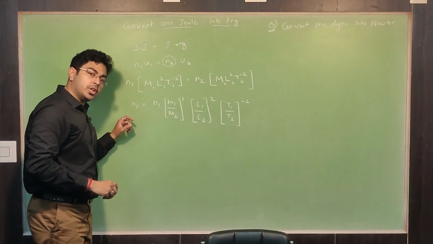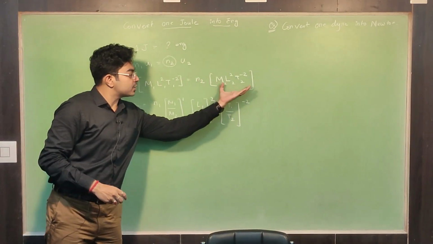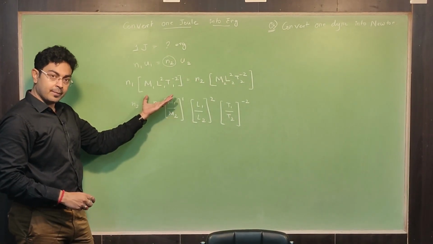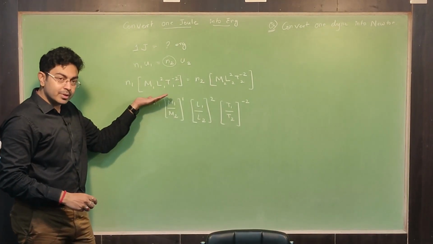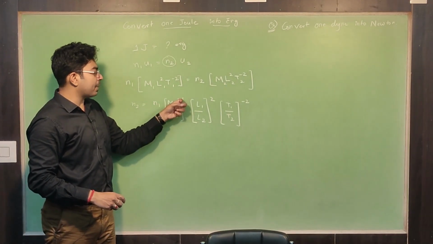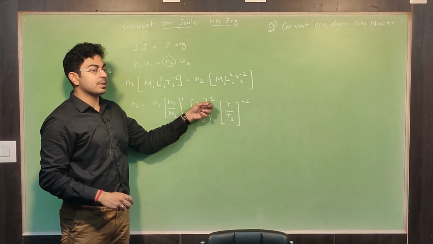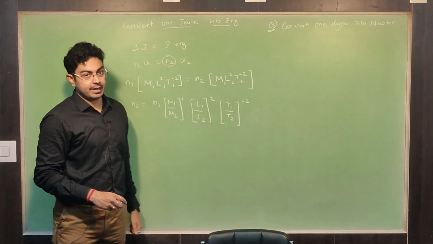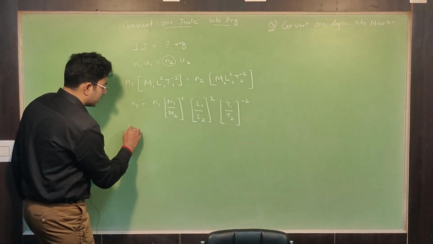Minus 2. Got it? So what I have done? I have taken this part over here. When I am getting it over here in the denominator this side, M1 and M2 power is 1. L1 and L2, what is the power? 2. And T1 and T2, what is the power? Minus 2.